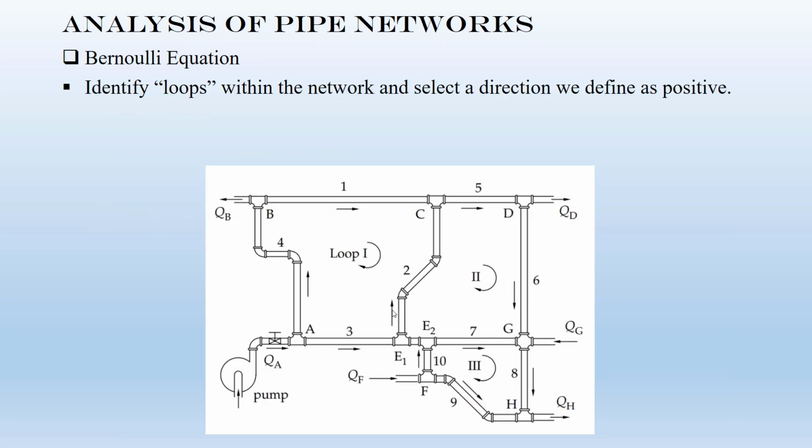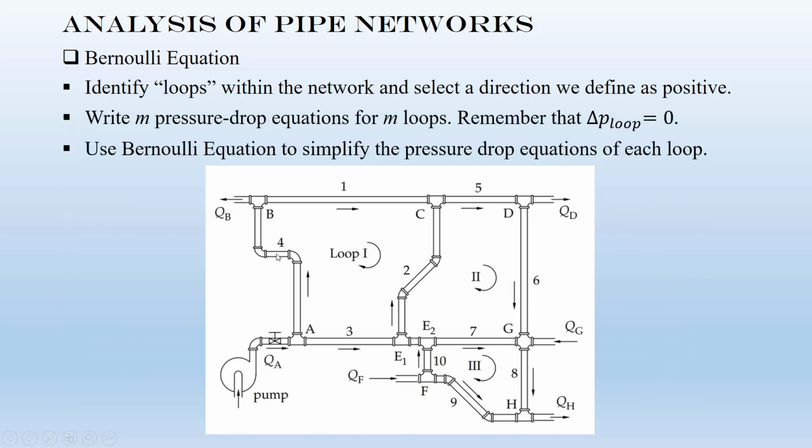Now, what you need to do, you need to just write the Bernoulli equation, or you need to write the delta P equation. Before that, you need to identify the loops. Here, there are three loops. And then you need to select a direction for the loops. Here, I assume that all loops are clockwise. So, three loops, and then you need to select a direction for the loop as positive.